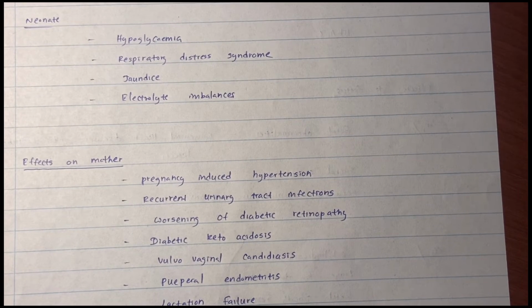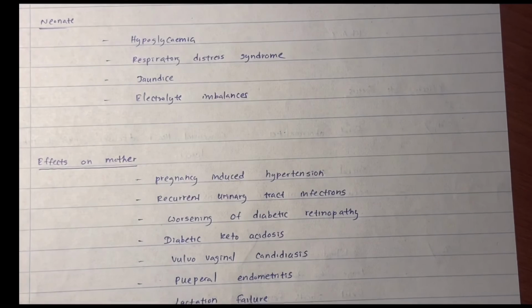GDM can affect the mother as well. The effects on the mother will be pregnancy-induced hypertension, recurrent urinary tract infections, worsening of diabetic retinopathy, diabetic ketoacidosis, vulvovaginal candidiasis, puerperal endometritis and lactation failure.